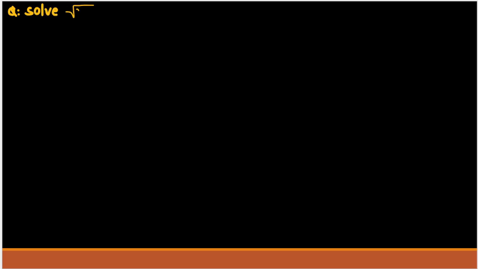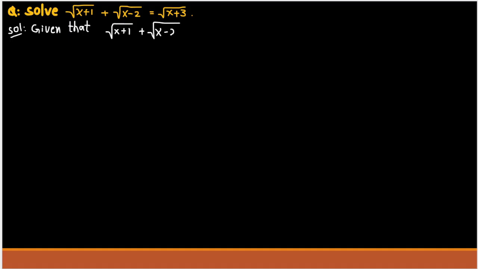Here the question is to solve square root of x plus 1 plus square root of x minus 2 equals square root of x plus 3. Let's solve this question. Here it is given that square root of x plus 1 plus square root of x minus 2 is equal to square root of x plus 3.